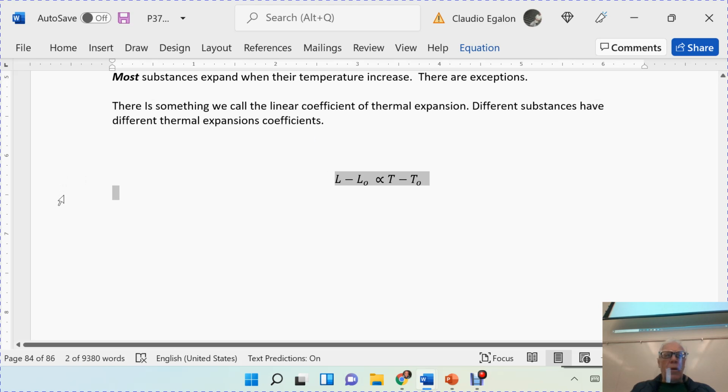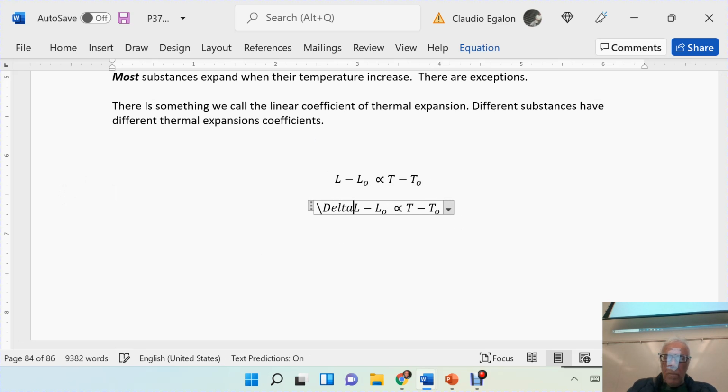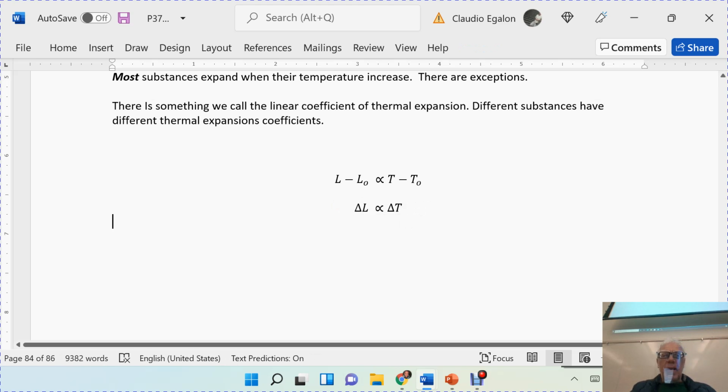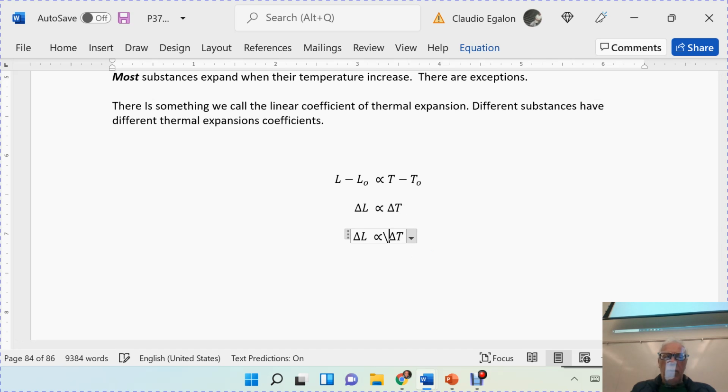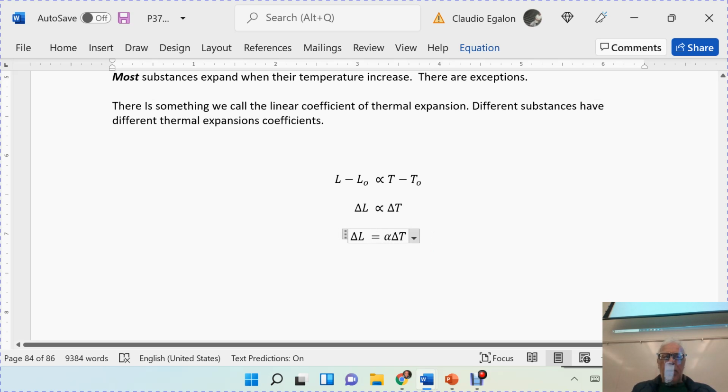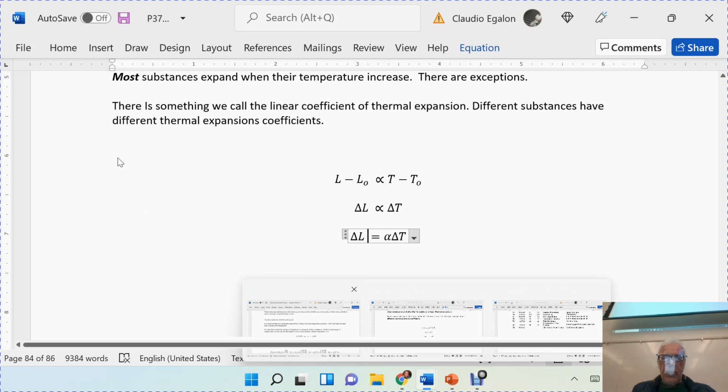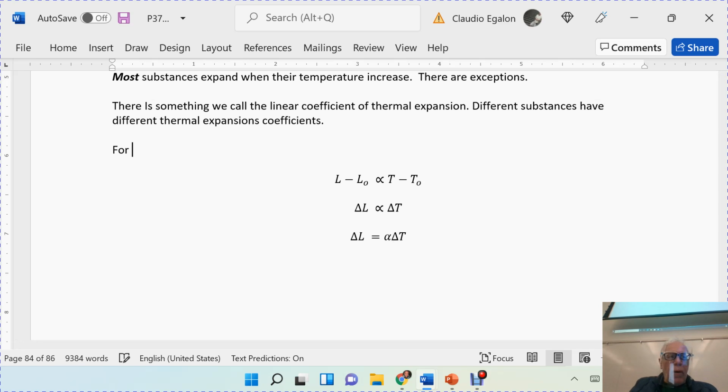In other words, delta L is proportional to delta T. The proportionality constant is the thermal expansion coefficient. Here we go. Alpha. Something like that. Okay. That's for a linear, for a long rod. I'm doing that for a long rod, 1D material.